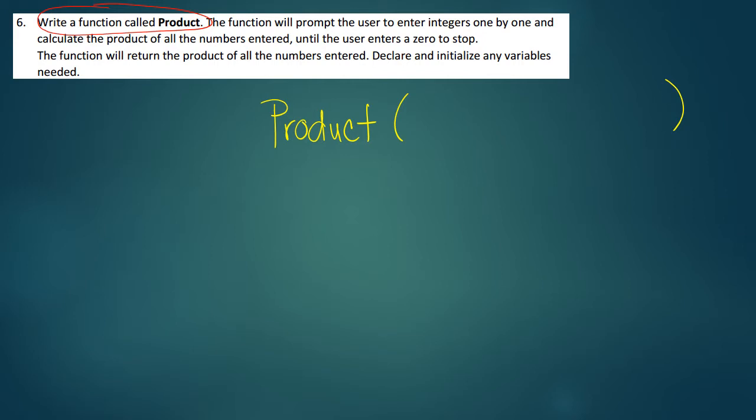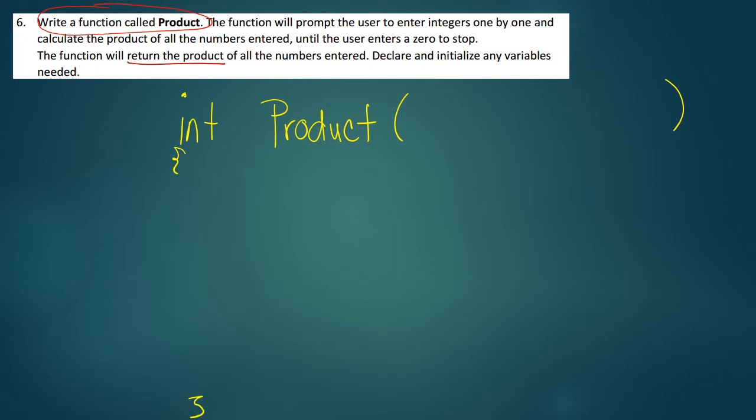And the function will prompt the user to enter integers one by one and calculate the product of all the numbers entered until the user enters a 0 to stop. The function will return that product. So if you're going to be calculating a product and returning that product, the data type would be an integer. And it's a definition, so it's a block of code.